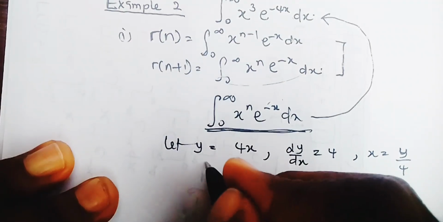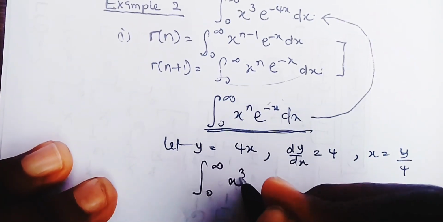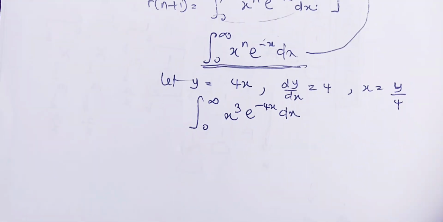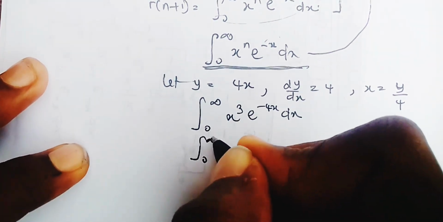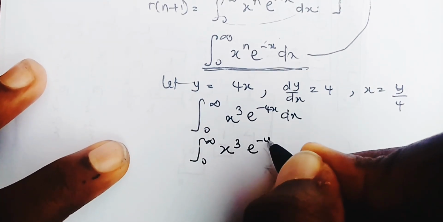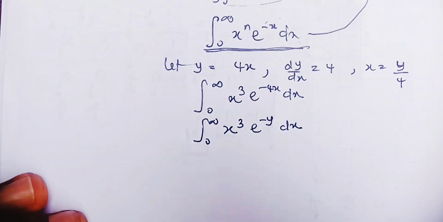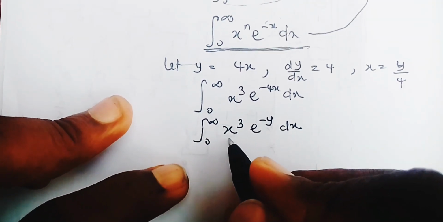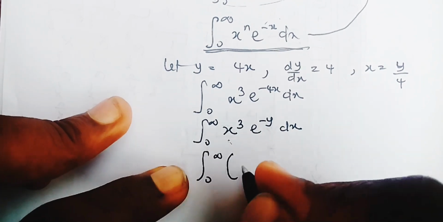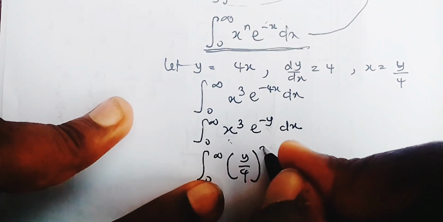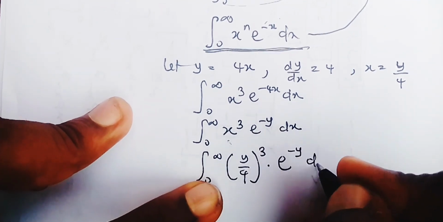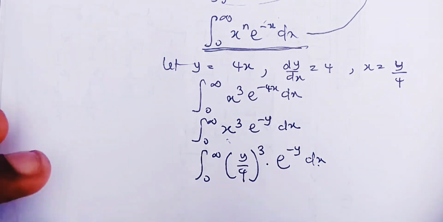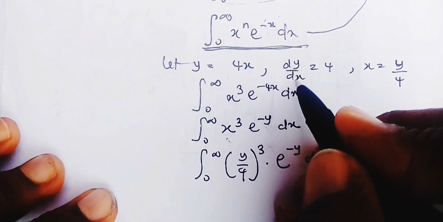So the equation says integral from 0 to infinity of x raised to power 3 exponential minus 4x dx. Since I said let y be equal to 4x, this can now be written as the integral from 0 to infinity of x cubed exponential minus y dx. Since y is equal to 4x, x is equal to y over 4. Substituting x here, we'll be having the integral from 0 to infinity of y over 4 raised to power 3 times exponential minus y dx. So you see, all has been expressed in y except my dx. That is why I differentiated to get dy over dx equals 4.